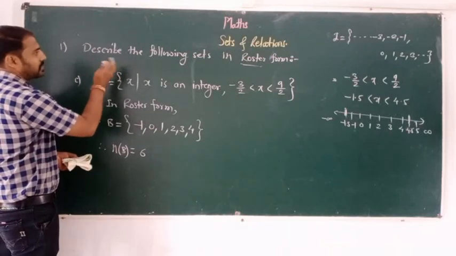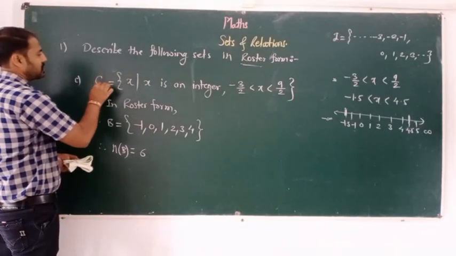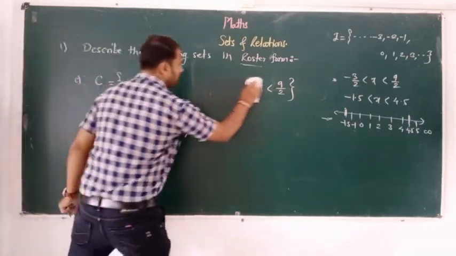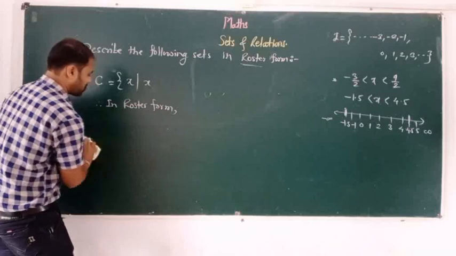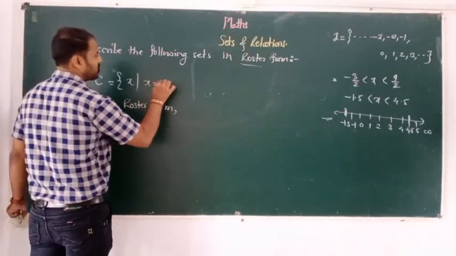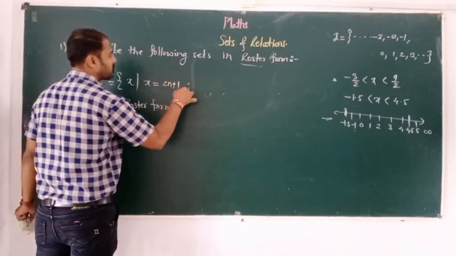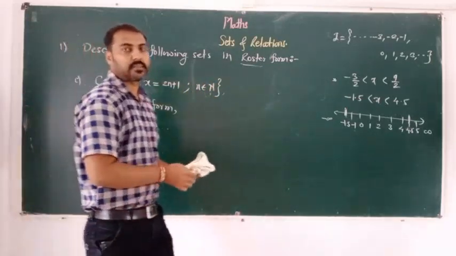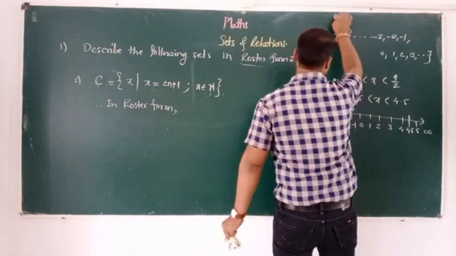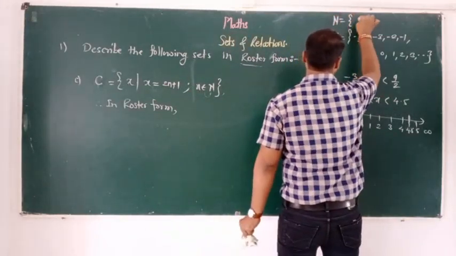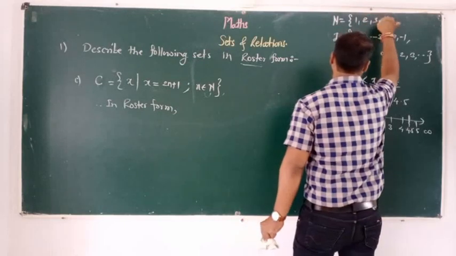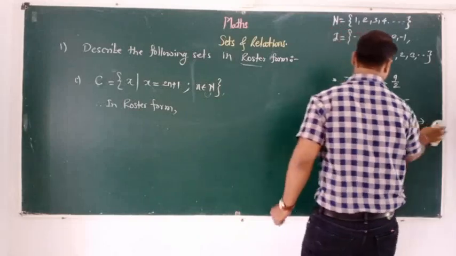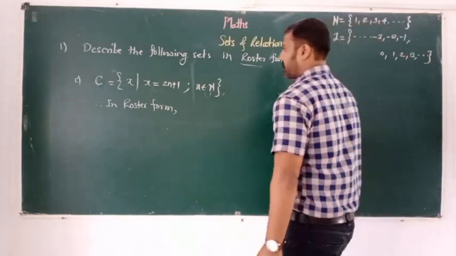C. Describe the following set in roster form. Set C: x is such that x is equal to 2n plus 1, and n belongs to capital N. Capital N means the set of natural numbers: 1, 2, 3, 4, and so on up to infinity.